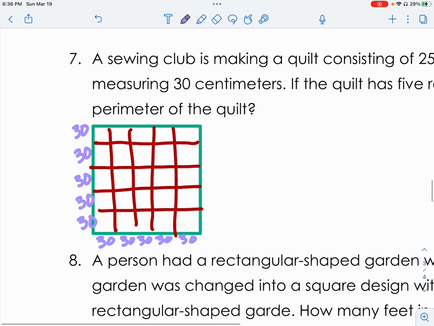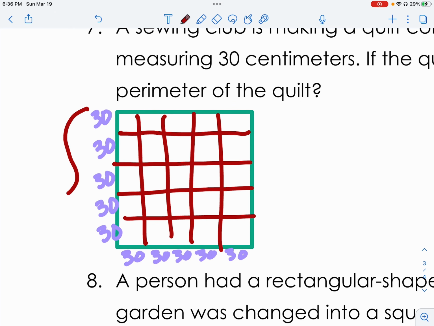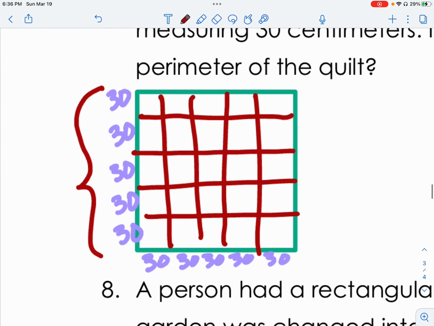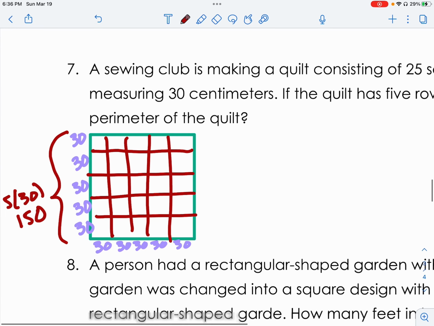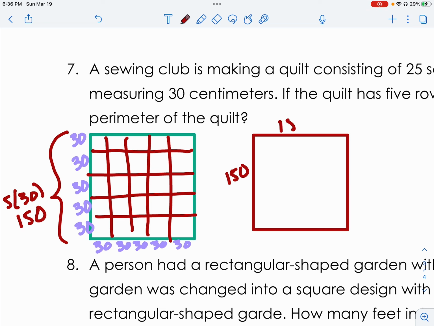Now, how we would solve this to find the perimeter is we could find each side length here. Remember, this is a square, so all the sides are going to be congruent. So if I just add these up or multiply them, 5 times 30, I get 150. So each side of this square, I'm going to draw another square next to it, is 150, 150, 150, 150.